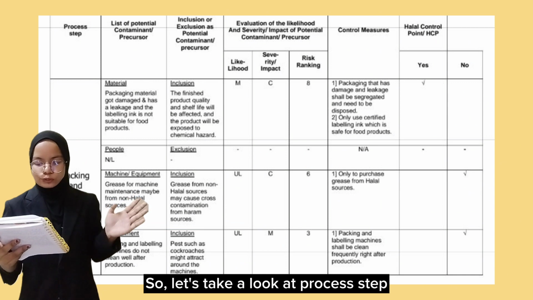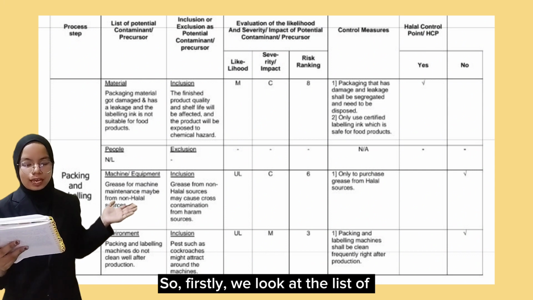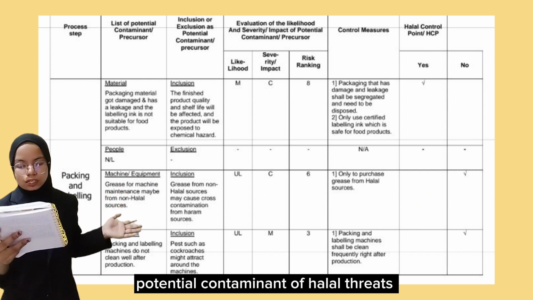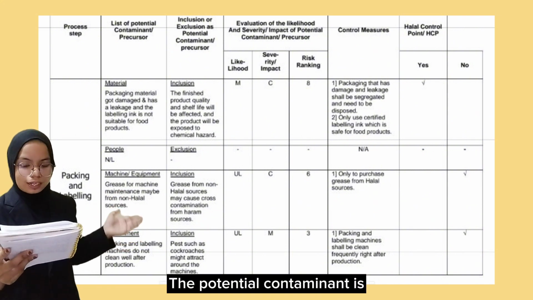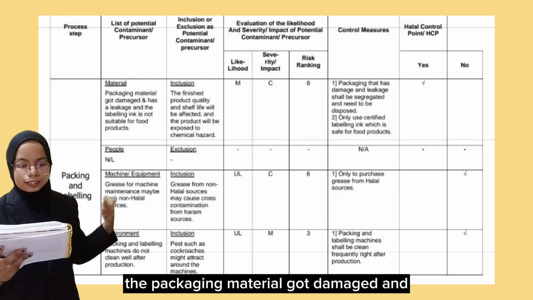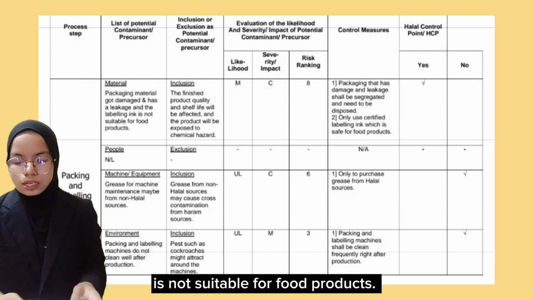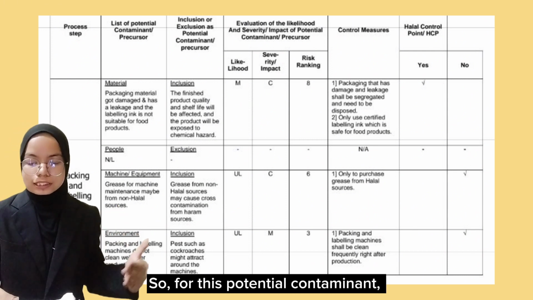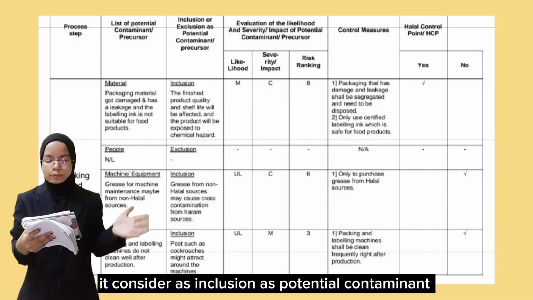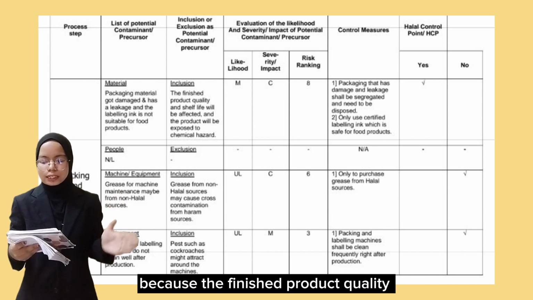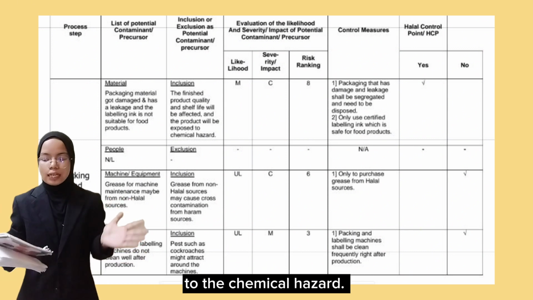So let's take a look at the process step of packaging and labeling. Firstly, we look at the list of potential contaminant of halal threats for material. The potential contaminant is the packaging material got damaged and has a leakage, and the labeling is not suitable for food products. This is considered as inclusion as potential contaminant because the finished product quality and shelf life will be affected and the product will be exposed to the chemical hazard.